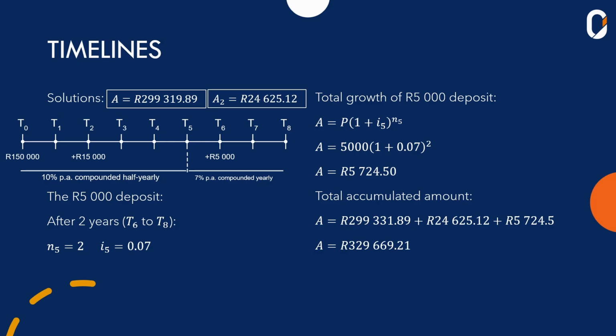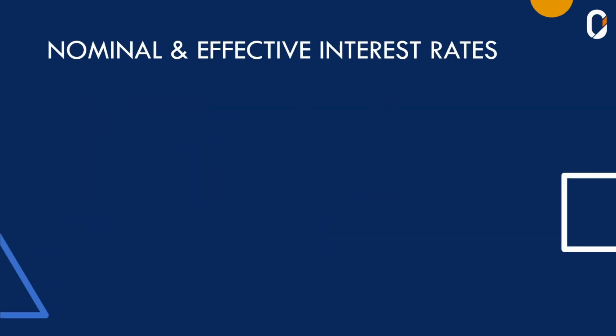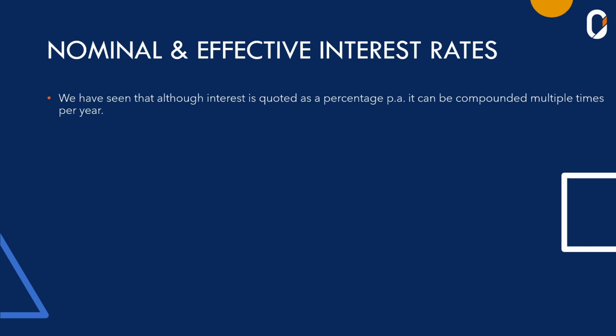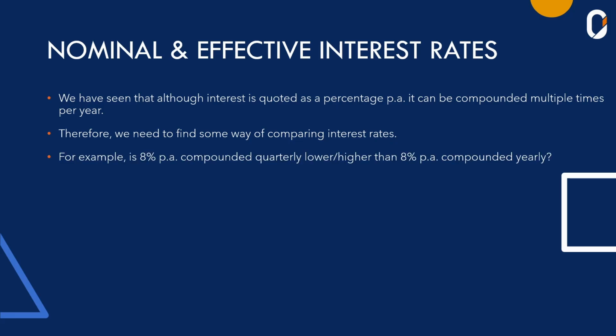So as you can see, timelines are very detailed, and if you draw them with enough detail and with precise information, you should have no difficulty in dealing with them. Now we can finally move on to the last section of this video, which is the nominal and effective interest rates. We have seen that although interest is quoted as percentage per annum, it can be compounded multiple times per year, as we saw when we were dealing with timelines. Therefore, we need to find some way of comparing interest rates. For example, is 8% per annum compounded quarterly lower or higher than 8% per annum compounded yearly?